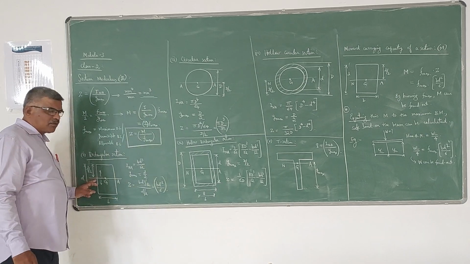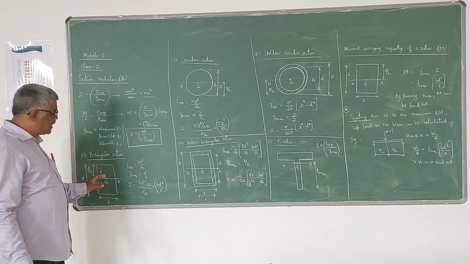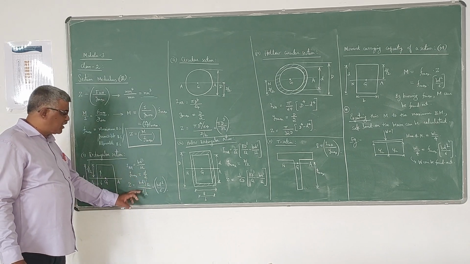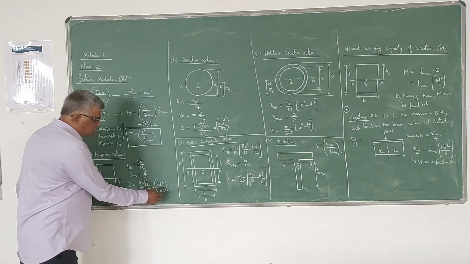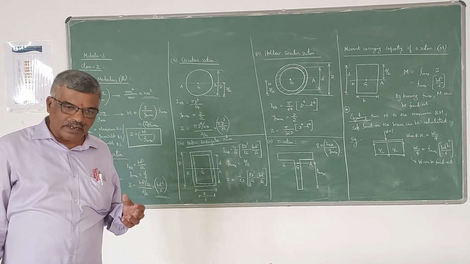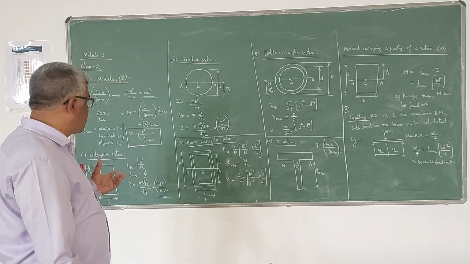And we know the formula for moment of inertia of a rectangular section as BD cube by 12. Therefore Z is BD cube by 12 divided by D by 2. It is BD square by 6. So the section modulus of a rectangular section is BD square by 6.